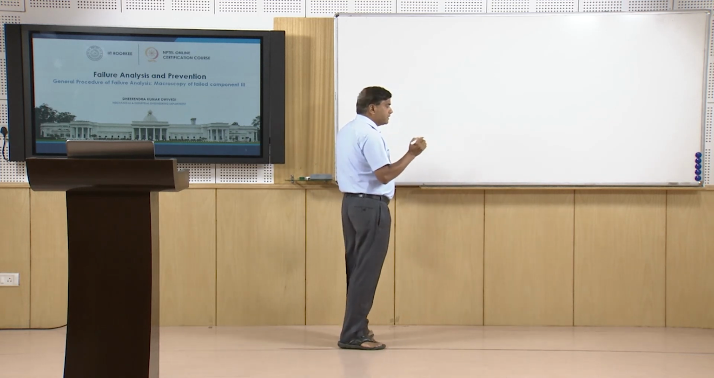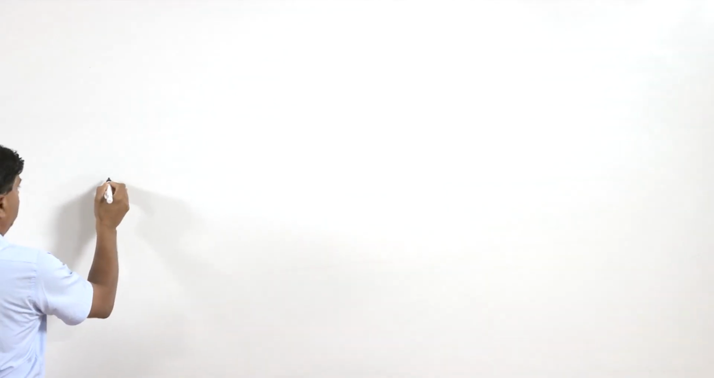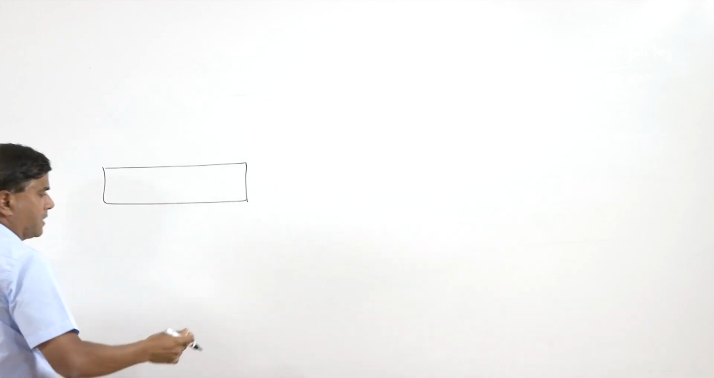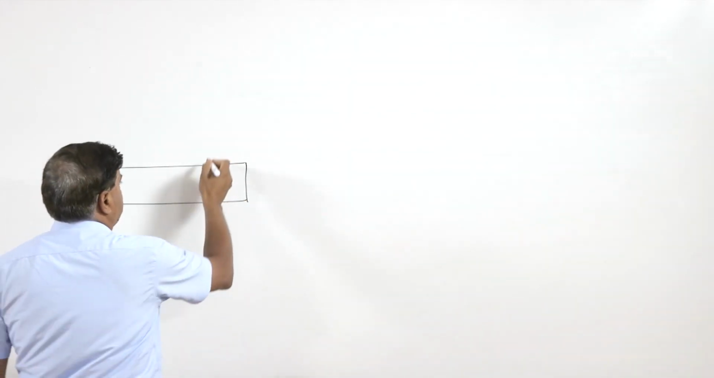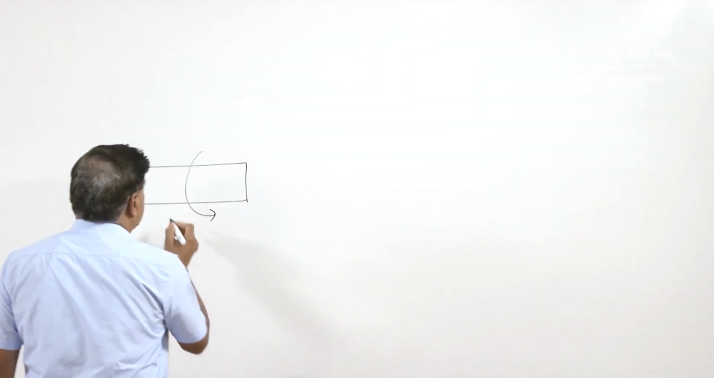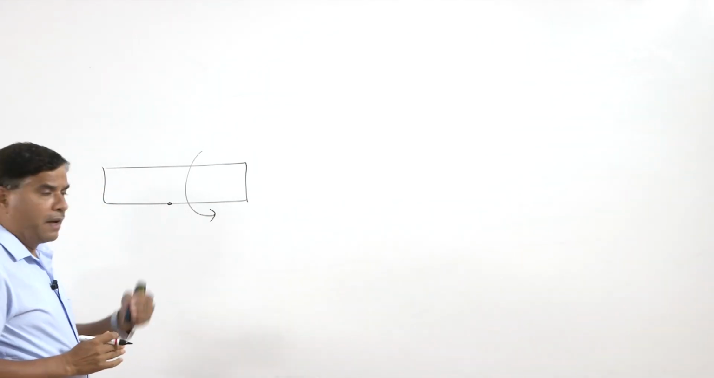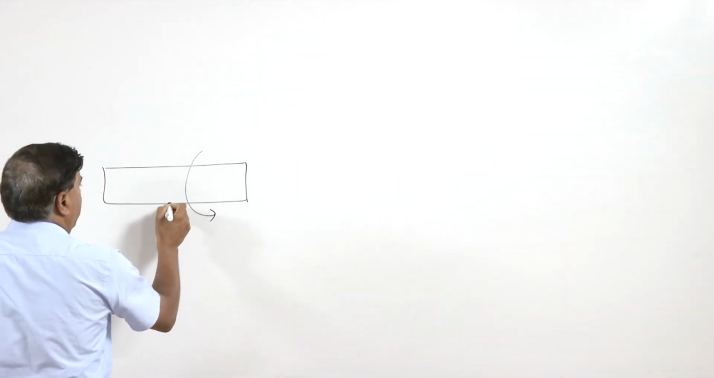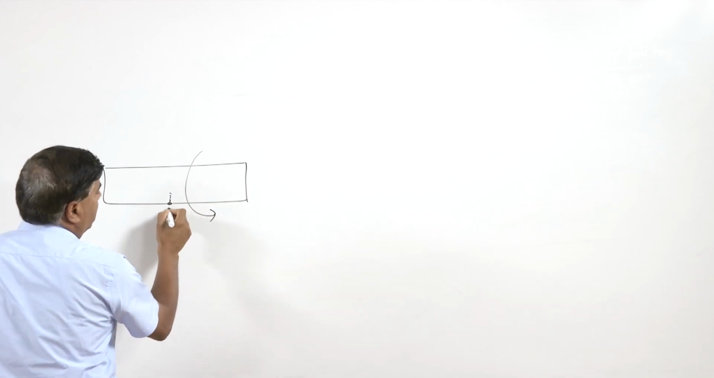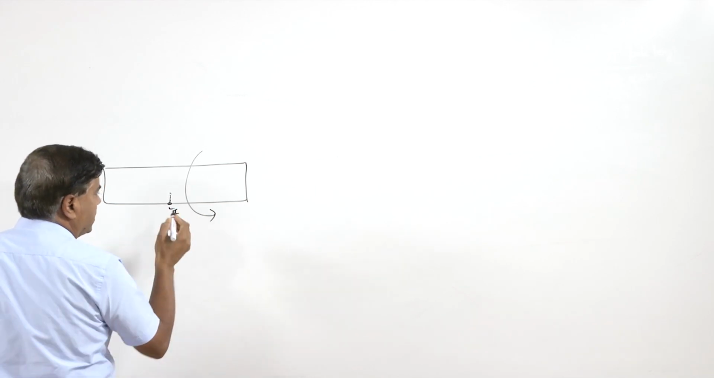To understand these beach marks, let us take a shaft which is under continuous tension and compression during operation due to continuous rotation. Somewhere a crack is initiated due to the prolonged application of loading, and then the crack grows. The crack will be initiating somewhere. This is the first stage, the crack initiation.